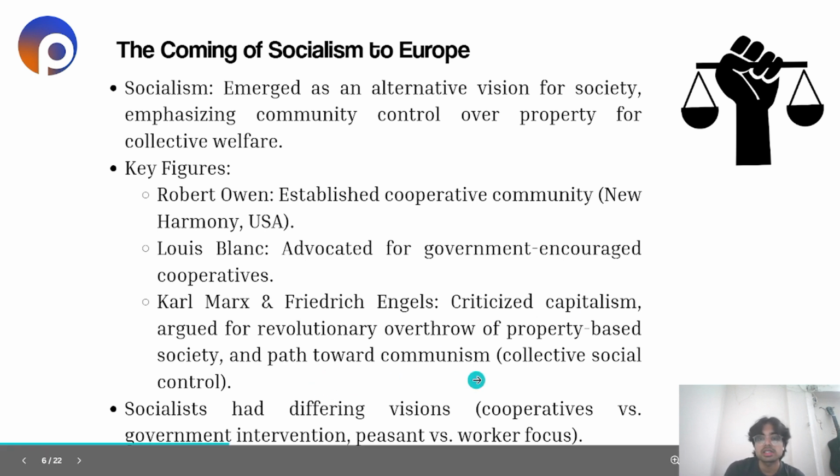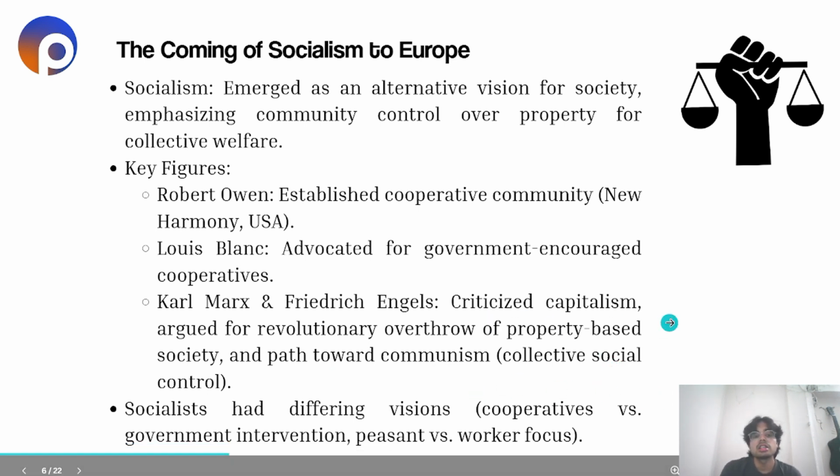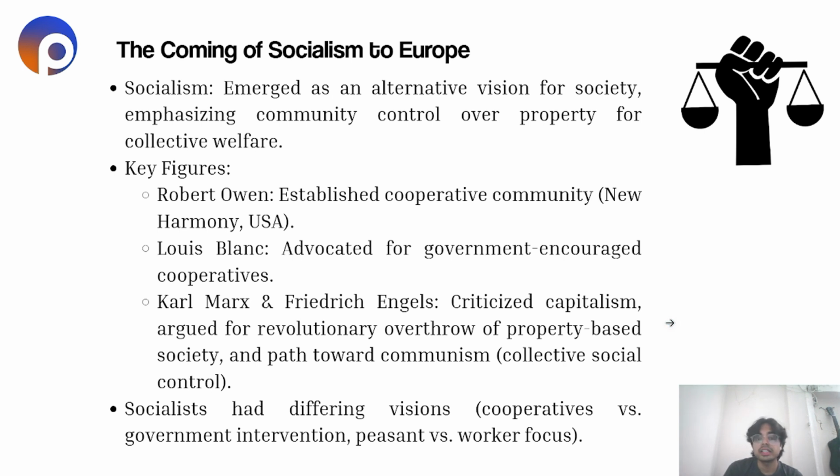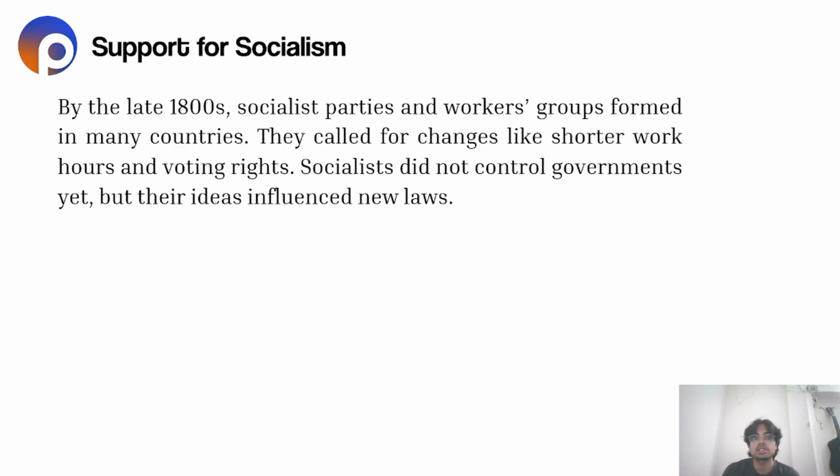Socialists had differing visions: cooperatives versus government intervention, peasants versus worker focus. Now, socialists were also divided. Some socialists wanted cooperatives, that people should organize their own cooperatives and run things ourselves. Versus some people believed that a government should be there who can represent us, lead us, and work for us. Okay, so there was a division.